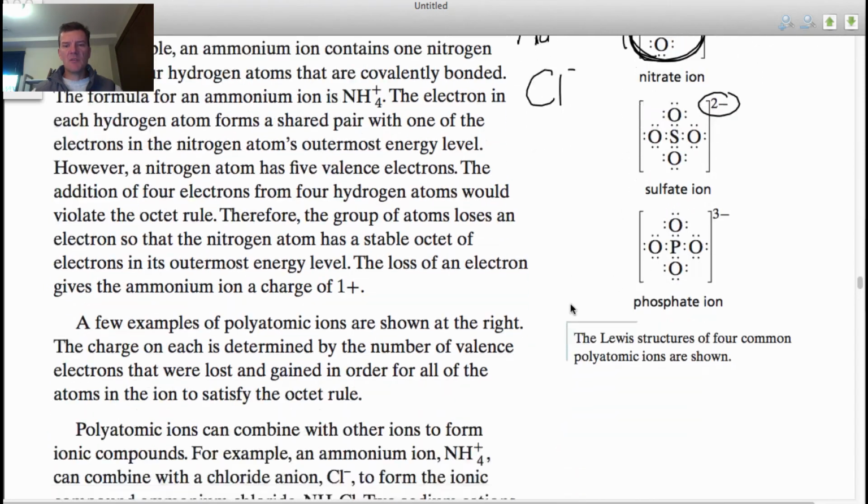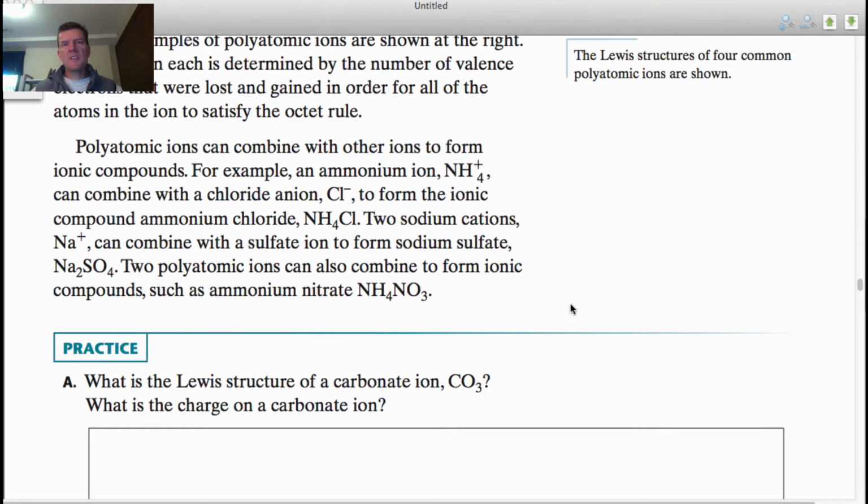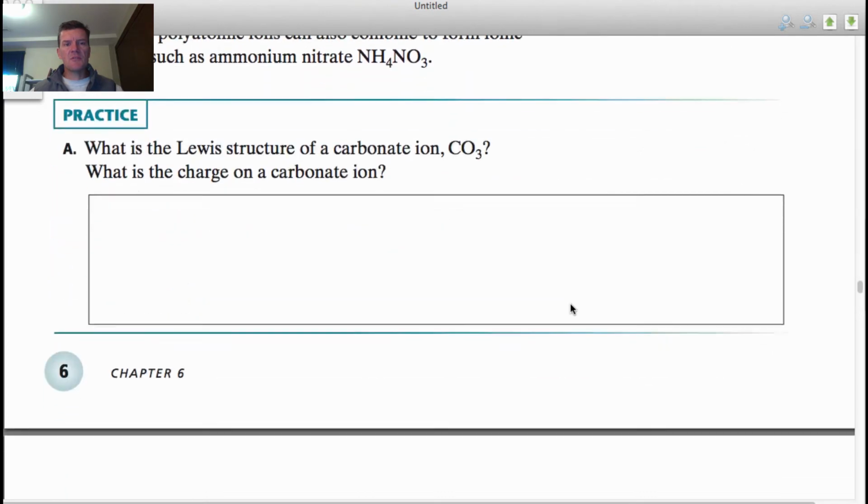Okay, and we'll talk about some of those names. You'll be given a list of polyatomic ions that you can always refer to, so you don't have to memorize them.